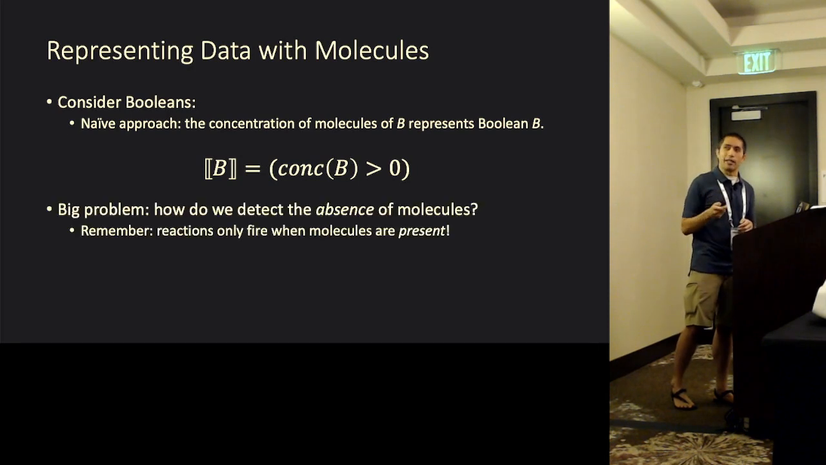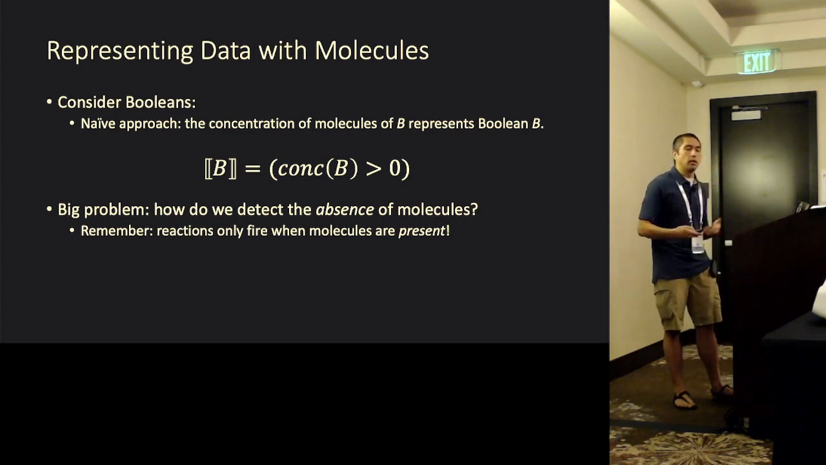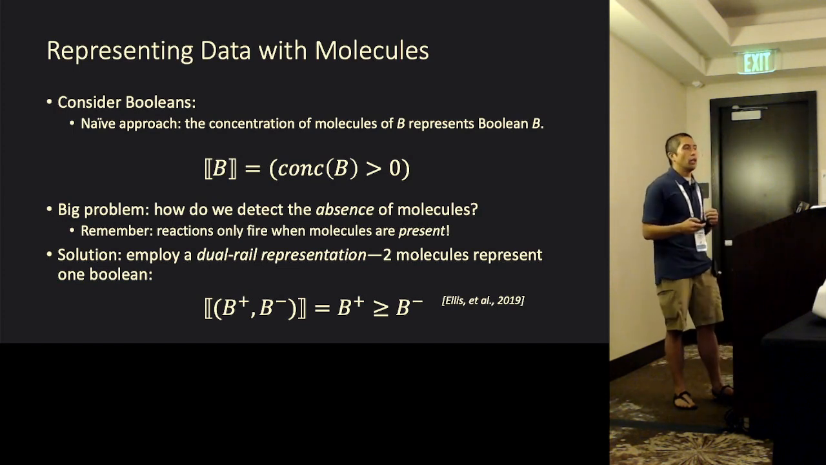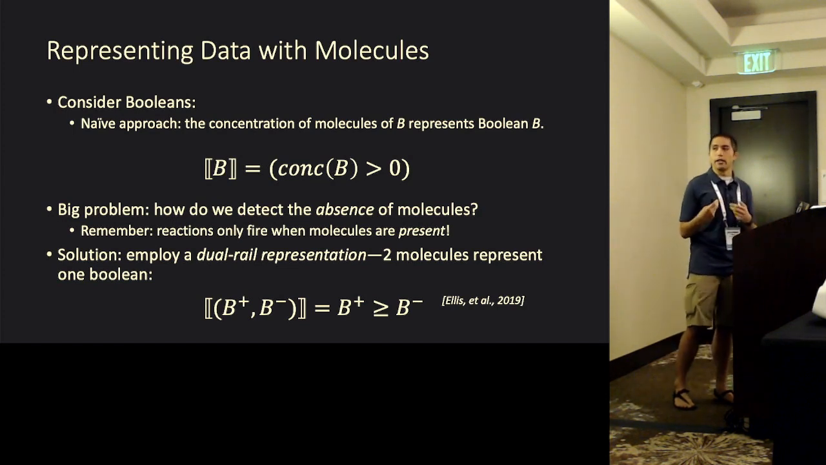The problem, of course, is that concentrations can't be negative, and having absolutely nothing inside of the vat of a particular molecule is difficult to detect. Our reactions work in the presence of things, not in the absence of things. And so this is a no-go for practical computation. Instead, what we choose is this dual rail representation where we have two molecules represent a Boolean, and whether one is greater than the other will tell us whether we have a true value or not.